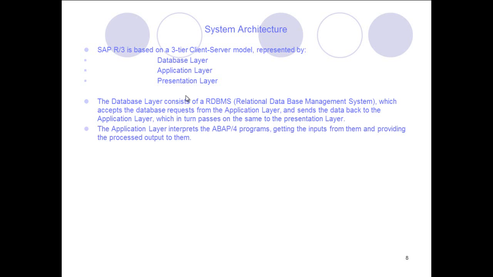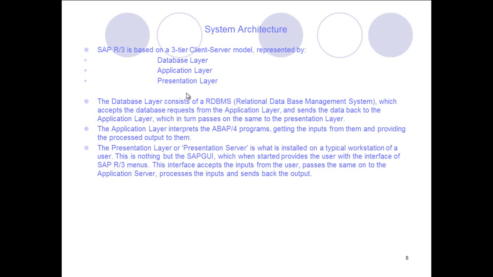The application layer interprets the ABAP programs. For example, it interprets the commands, getting the inputs from the user and processing the output for them, which is the main purpose of the application layer. The presentation layer is what is installed on the typical workstation of a user. This is nothing but the SAP GUI, which when started provides the user with the interface of the SAP R/3 menus. This interface accepts the inputs from the user, passes them on to the application server, which processes the inputs and sends back the output.